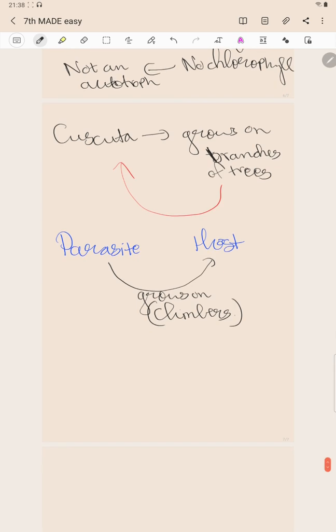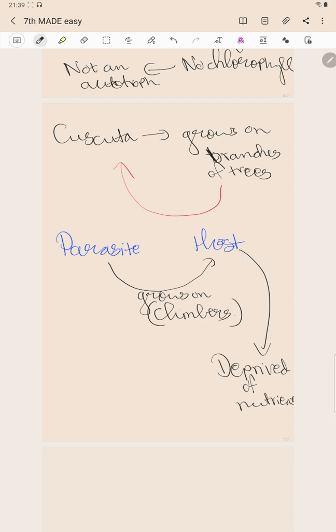So in parasitic mode of nutrition, there is a parasite and a host, and the parasite feeds off the host. Parasites depend on the host for their nutrients. It attaches to the host and takes up the nutrients from the host. It takes ready-made nutrients. So what happens is the host is deprived of nutrients, so the host does not get enough nutrients.